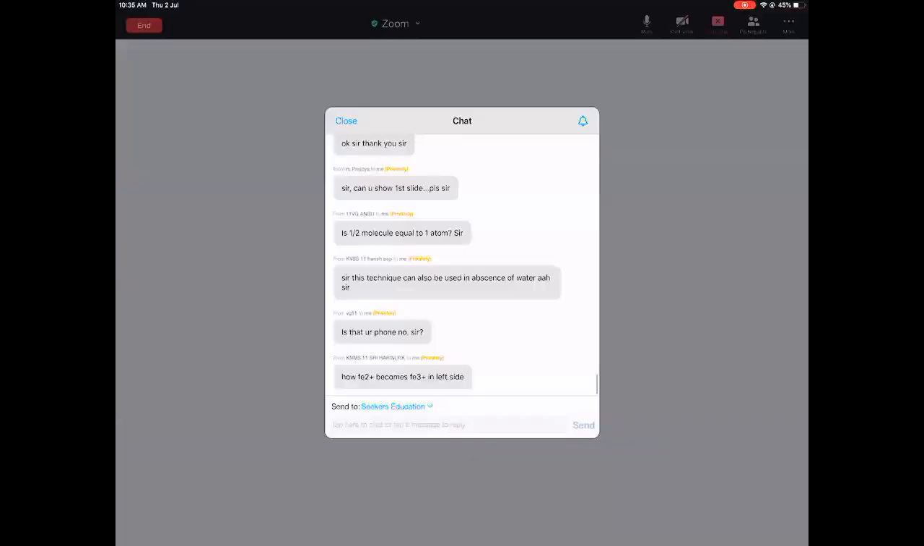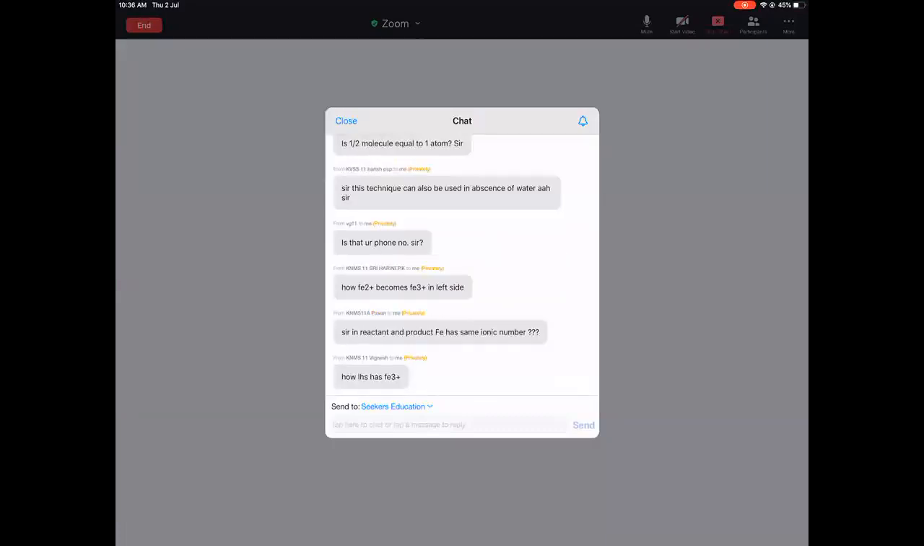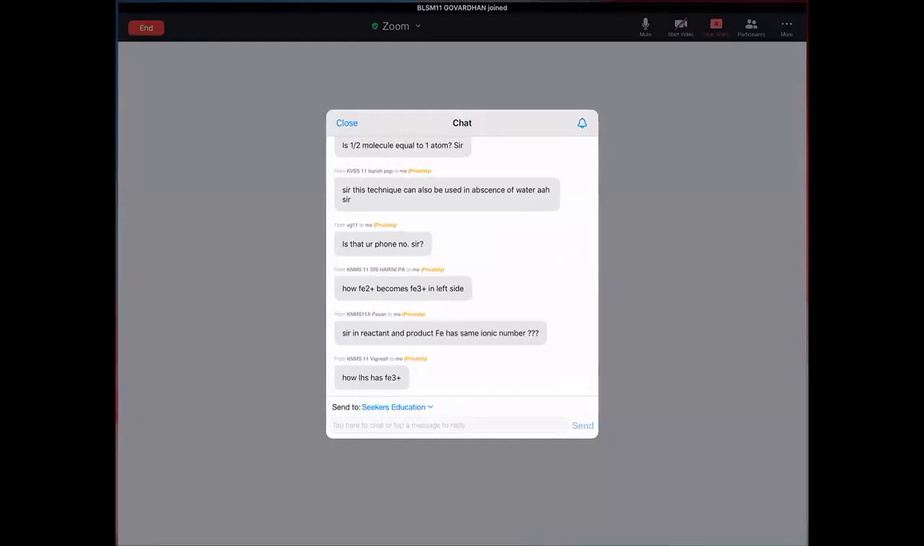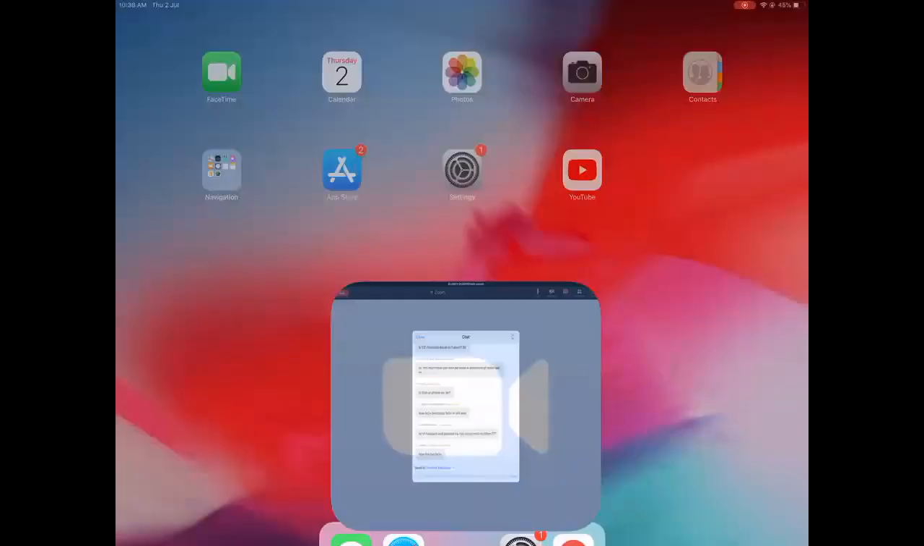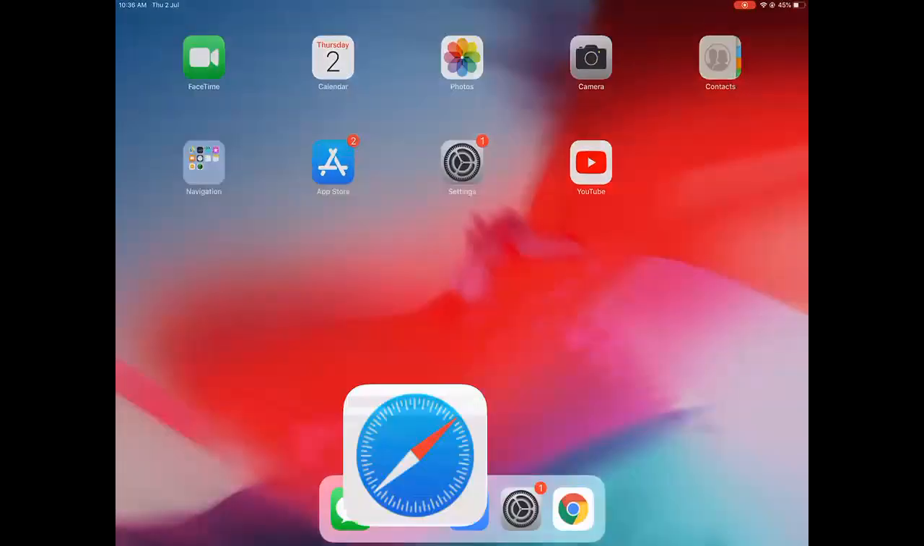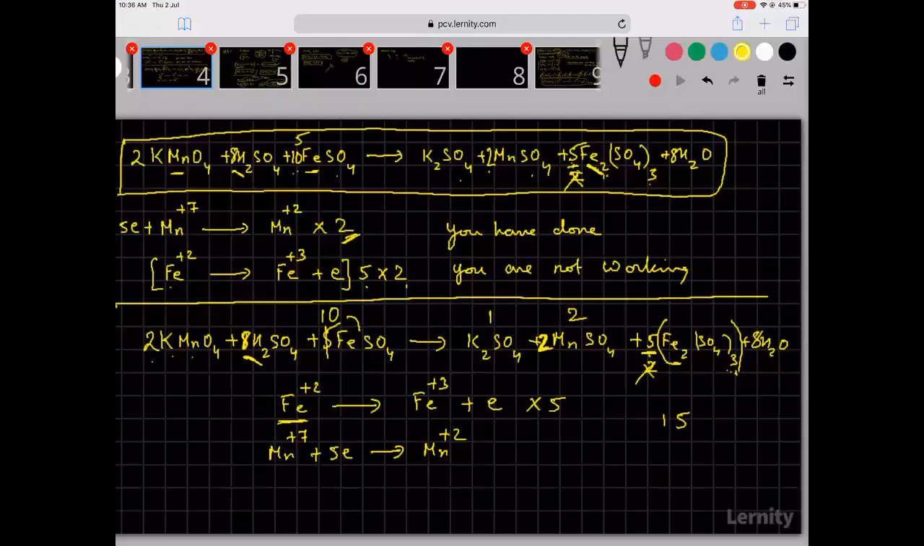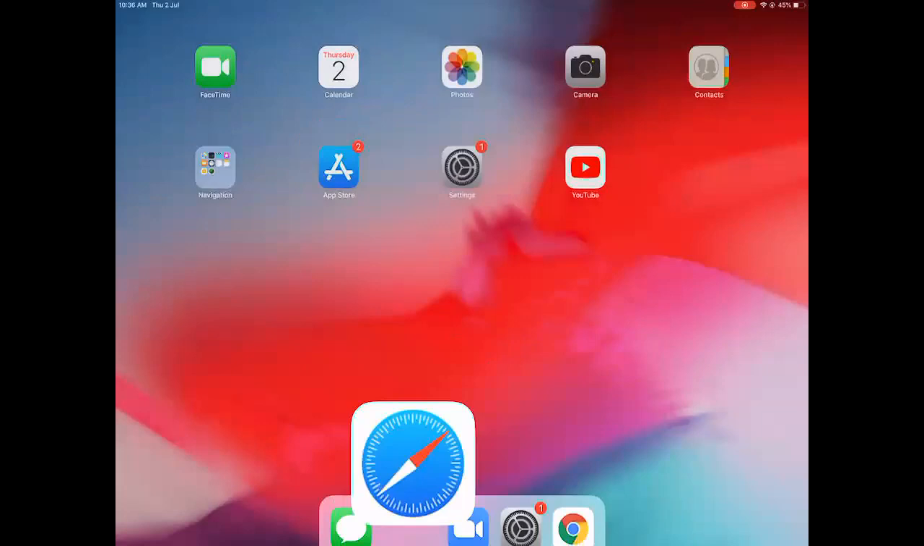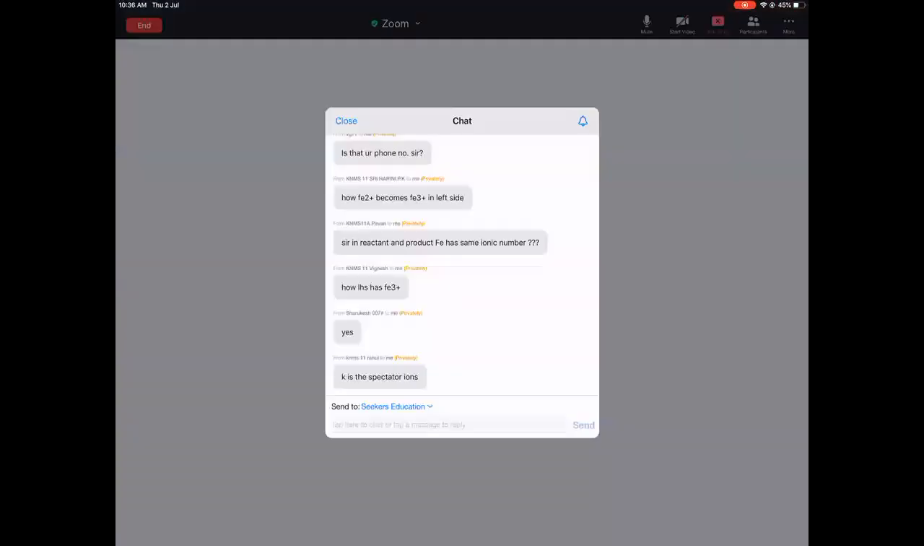How does Fe2+ become Fe3+? That is a reaction that is taking place. Redox means what? Reduction, oxidation. So Fe2+ is becoming Fe3+ by giving an electron. That is what we have been telling all the while. So now if you are asking me how it becomes, then what can I say? Here, Fe2+ is becoming Fe3+ by giving an electron. Yes, K is a spectator ion.